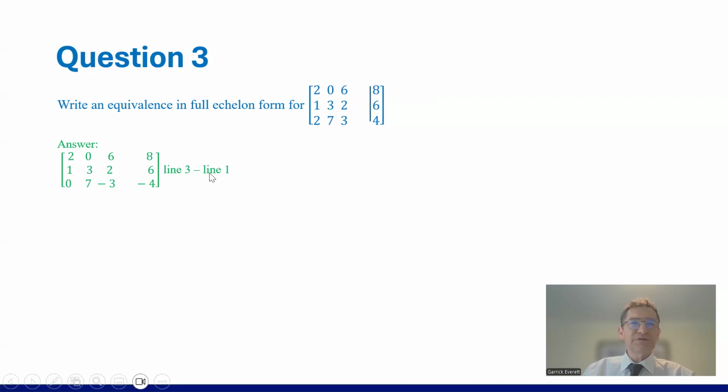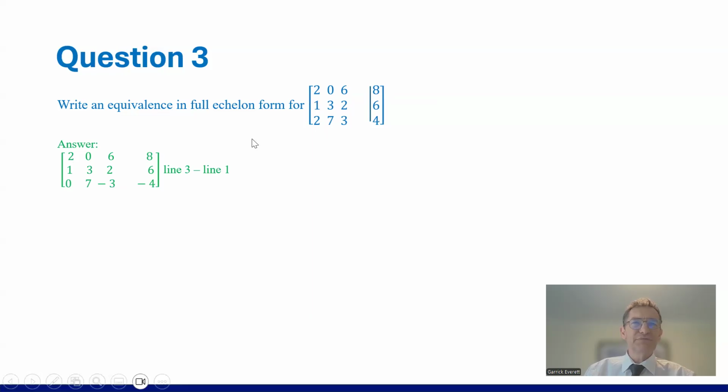I'm going to do line 3, subtract line 1. So line 3, subtract line 1, I'm going to get a 0. 7, obviously taking away 0, minus 3, taking away the 6 from the 3, I get minus 3, and taking away the 8 from the 4 up here, I get minus 4. The idea is you want this 1, 2, and 7 just to be zeros.